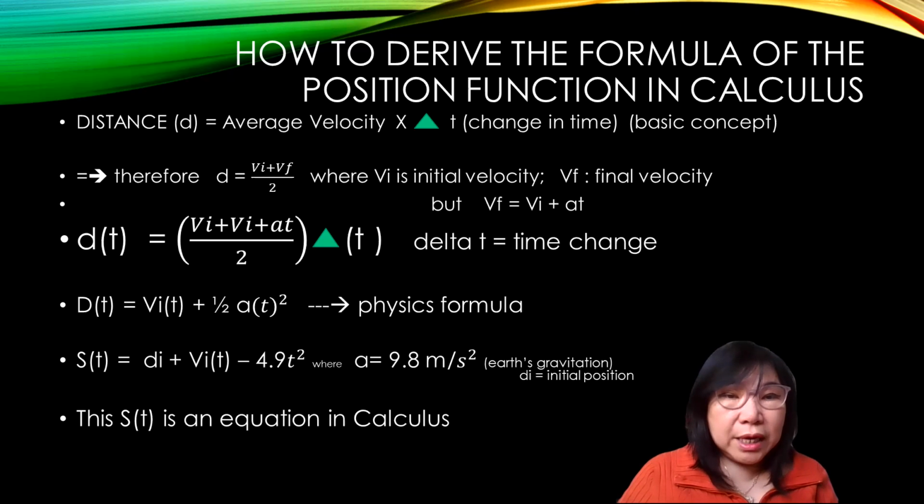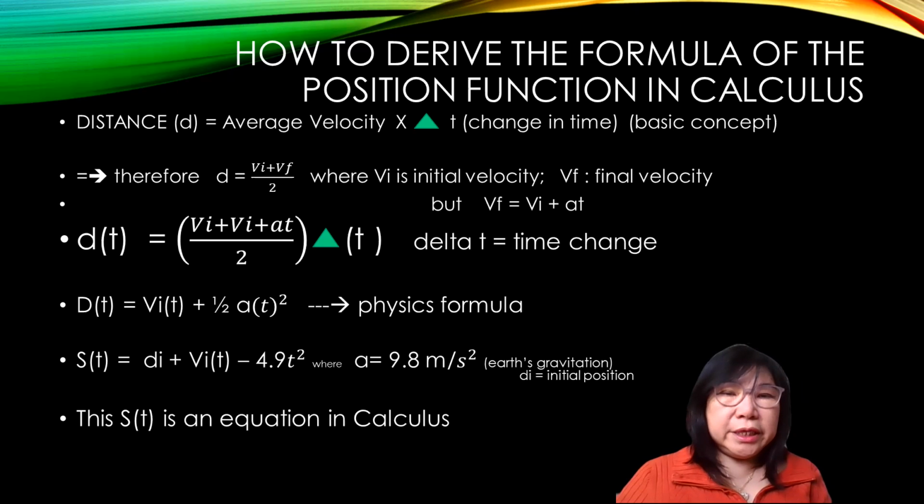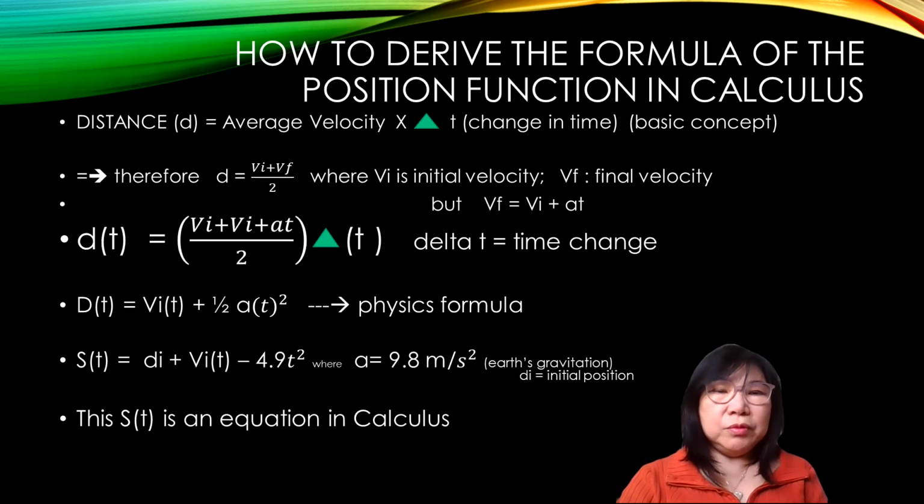The reason is because you add 2 VI and you divide by 2, so you come up with 1 VI only here. And for your A times t, your acceleration multiplied with the time here, you have to divide it by half. So you put 1/2 in front of it and you times with A times t, but you also multiply with the t outside here. So it becomes AT squared. So that is your distance formula in physics.